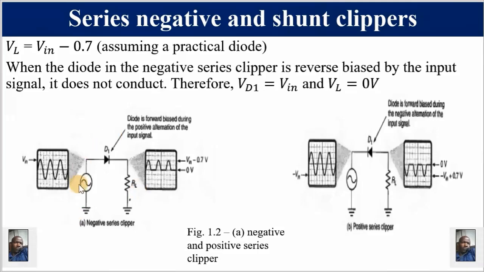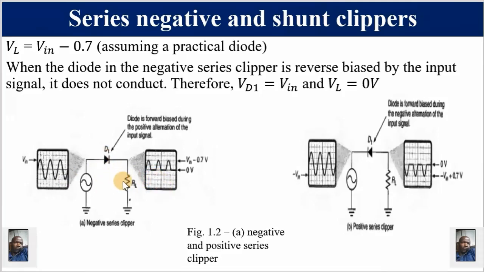What is happening there? Please take note, the voltage across the load VL is equal to Vin, which is our AC input, minus the drop across the diode, which is VF or VD or cut-in voltage. It means we are assuming a practical diode, if you can recall this from our previous lecture. So for a negative series clipper, as you can see, this is our input, but we have removed the negative half cycle. So we are calling it a negative series clipper.